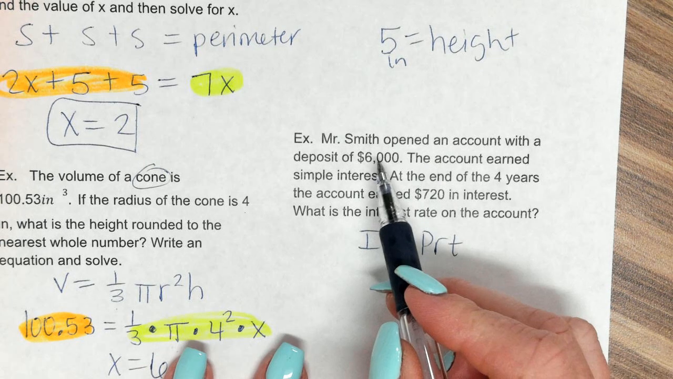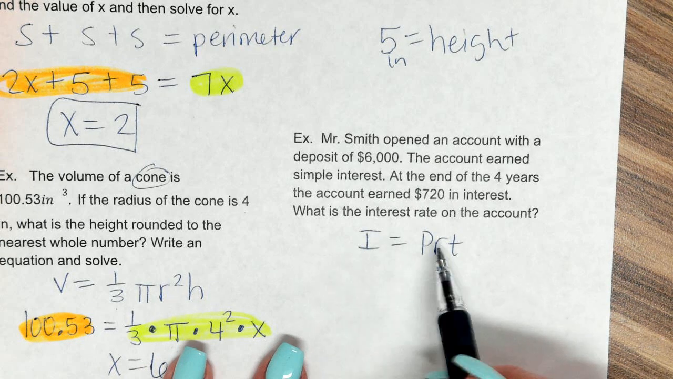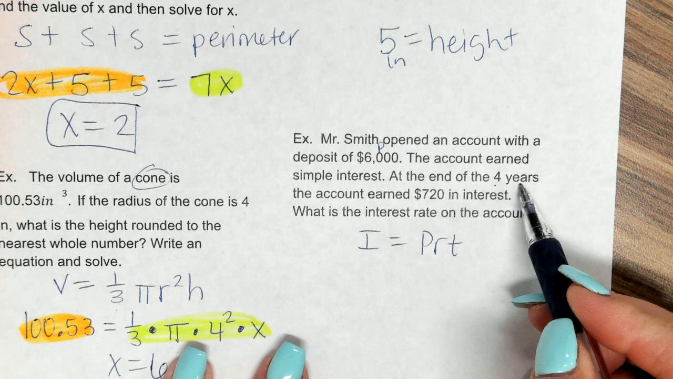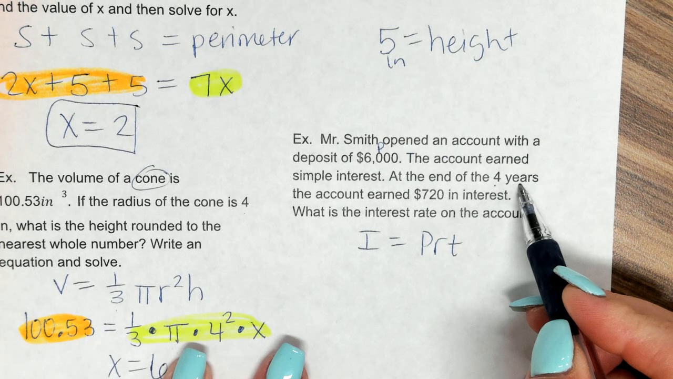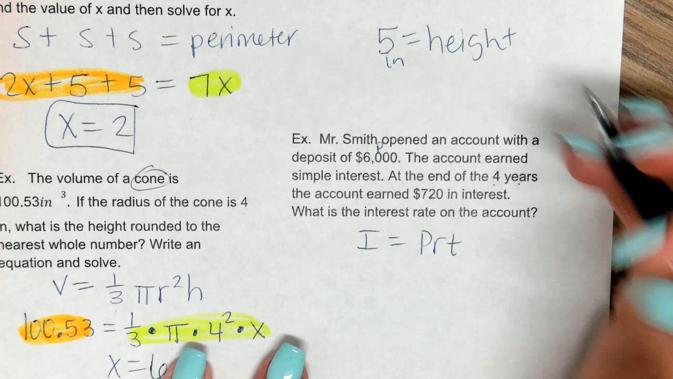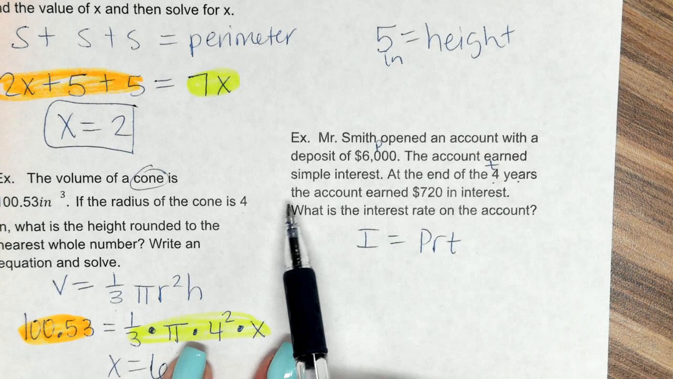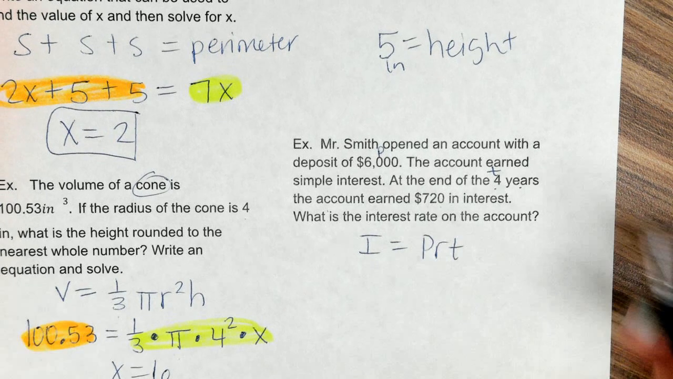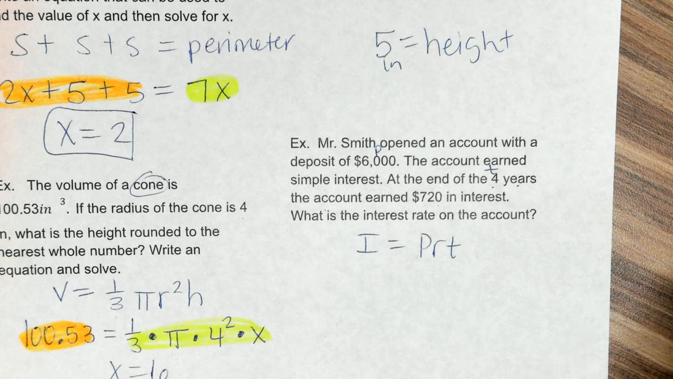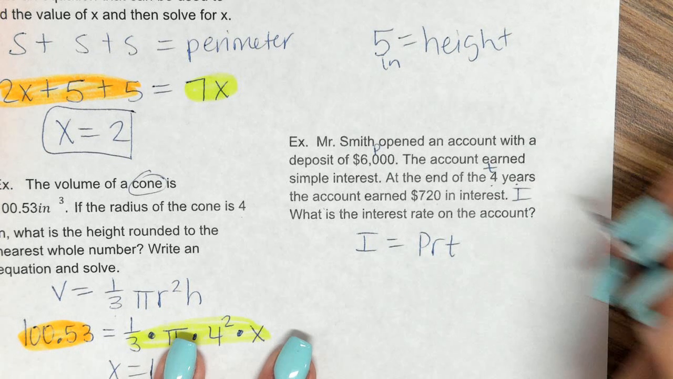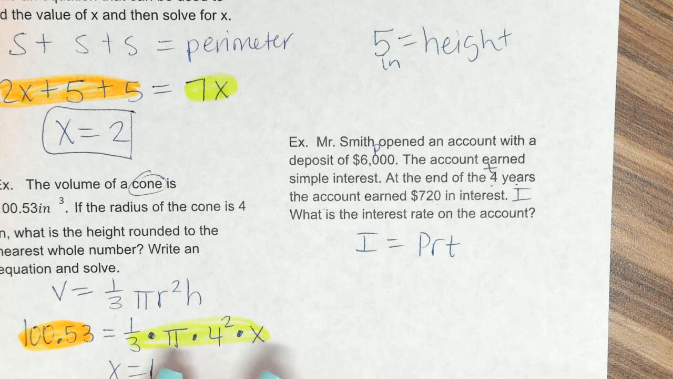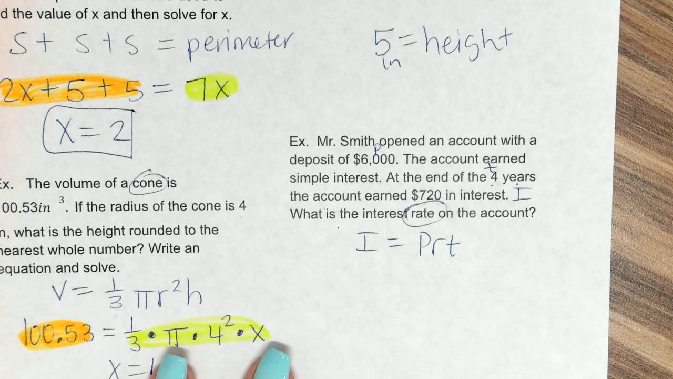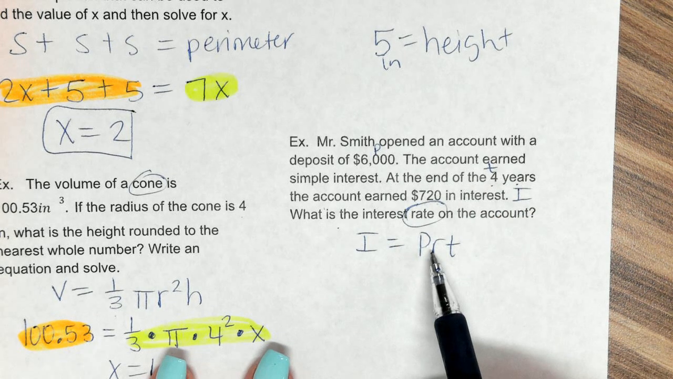So what would the 6,000 go in this formula for? The P. What would the 4 go in for? The T. And then it says the account earned $720 in interest. So what would that go in for? That's the I. Then what is it asking for? What was the interest rate? They're asking for the R.